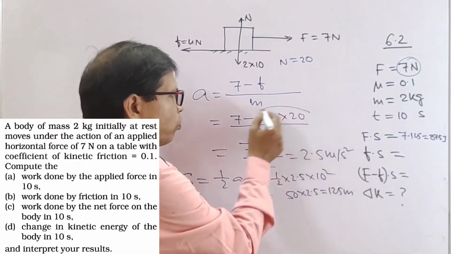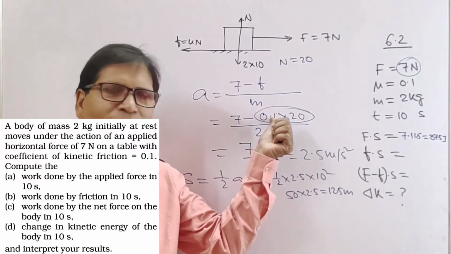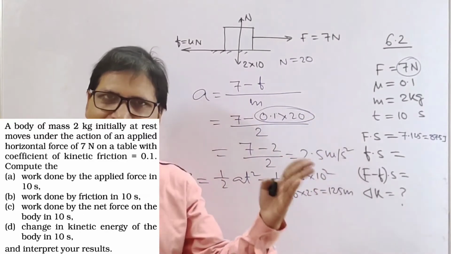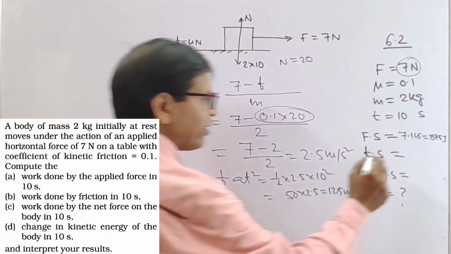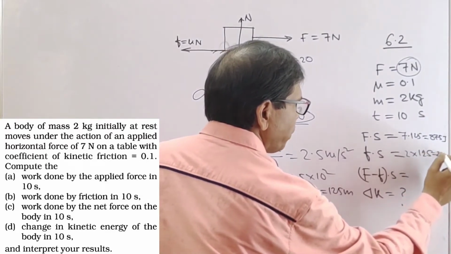Okay, now work done by force of friction. Look at this, the force of friction is equal to 0.1 into 20, that is 2 Newton. So this is 2 into 125, that is 250 joule.